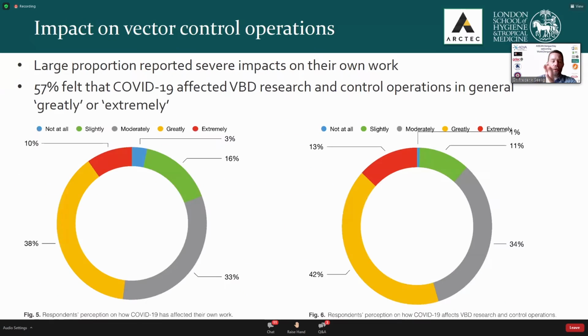Just briefly wanted to highlight the key findings here, which was that a large proportion of the participants reported severe impact on their own work. And about 57% also felt that COVID-19 affected vector-borne disease research and control operations in general, greatly or extremely. So as you can see, this is quite a severe impact that the pandemic was having, and I would assume still having at this time on global vector-borne disease control.